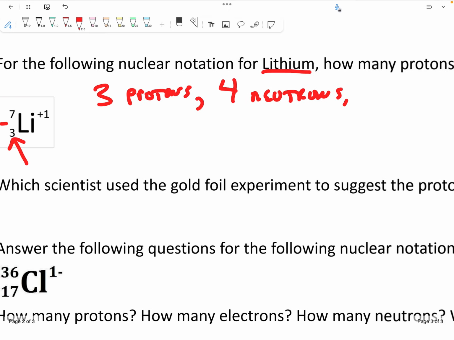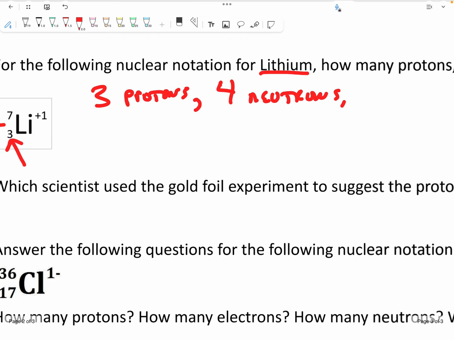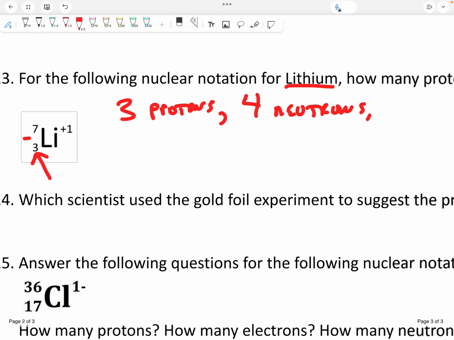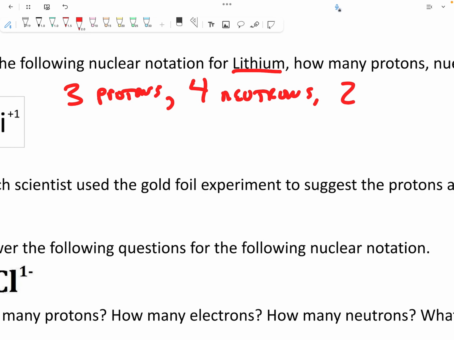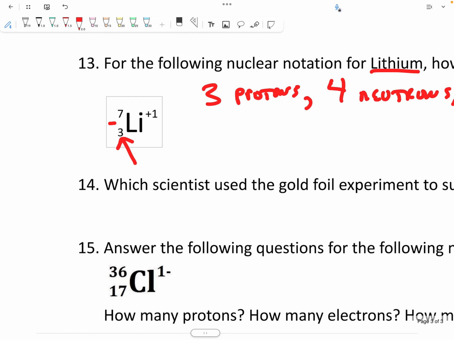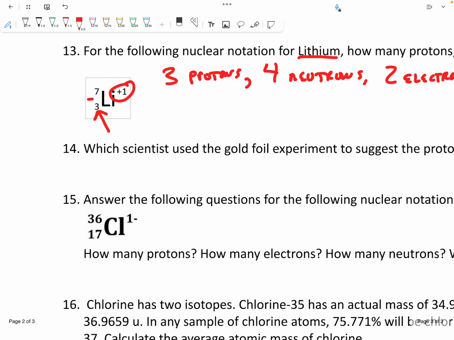And then number of electrons, that would be 2. 2 electrons. The reason is this little symbol right here says you have one more proton than you have electrons, and that would mean you'd have 2 electrons instead of 3. If they were equal, there would be 3 protons, 3 electrons. That's not the case. There is one more proton than electron. It gives it a positive charge.